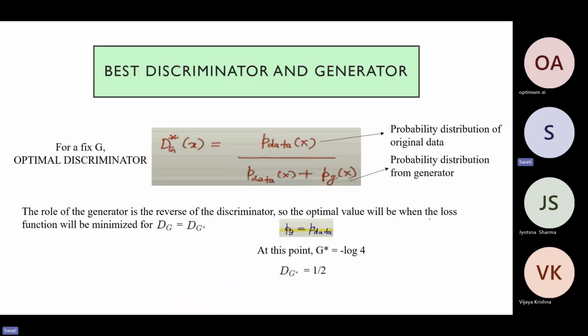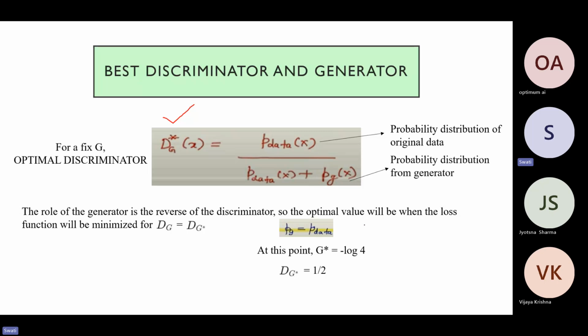So what will be the value of the best discriminator and generator? For a fixed generator, as I said, we train the discriminator while the generator is fixed. So for a fixed generator model, the best optimal discriminator will be p data of x, meaning the probability that data is coming from the real sample, divided by the same one plus the probability distribution coming from the generator. So this is the optimal discriminator value for a best discriminator, and the role of the generator is the reverse of the discriminator.